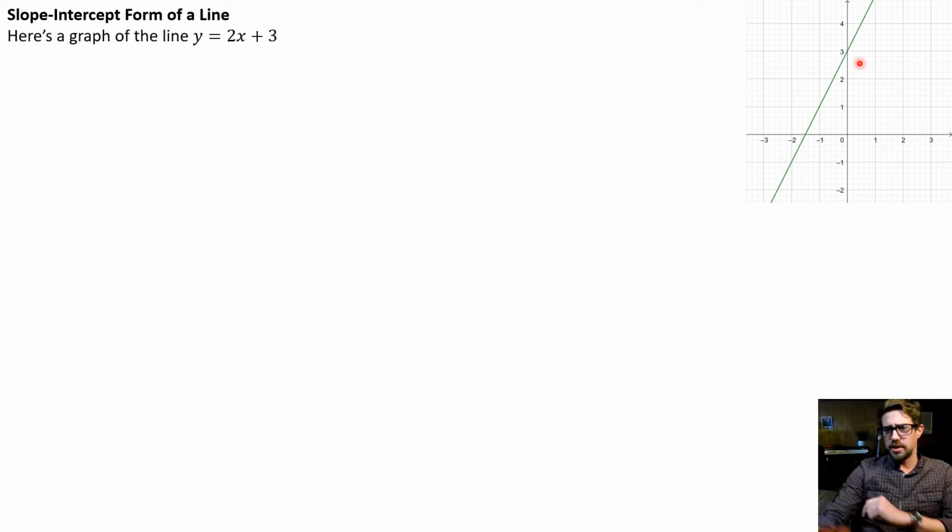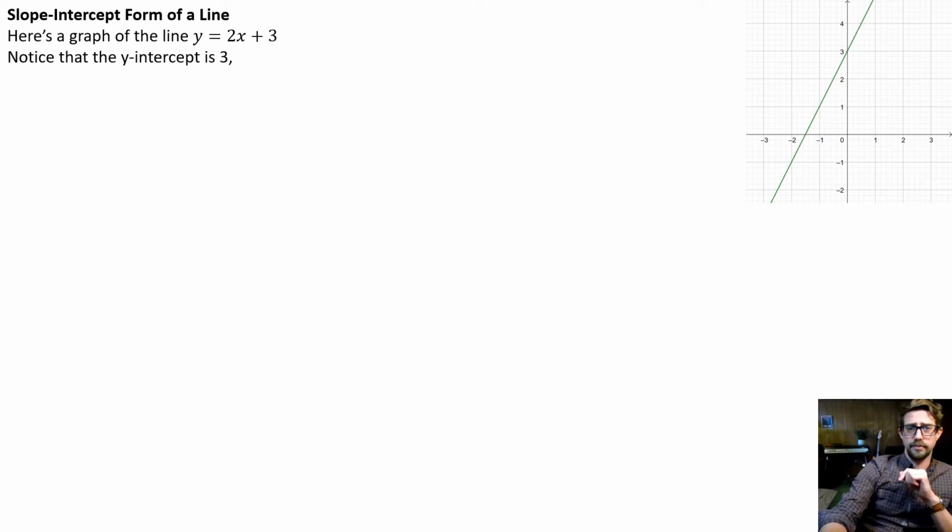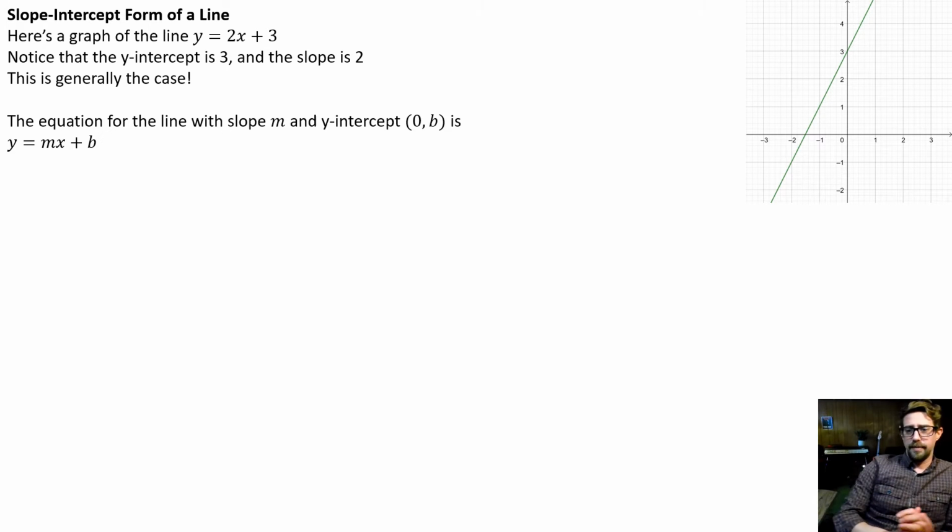And what's the slope of this line? Well, let's see. Start at this point. You run 1 and you go up 2, or rather you go up 2 and over 1. So the slope is 2 over 1, which is 2. Okay, so you see what I'm getting at? That's the intercept, and that's the slope. In general, this is always the case. Okay, I spoiled the punchline, but that's always how it is.